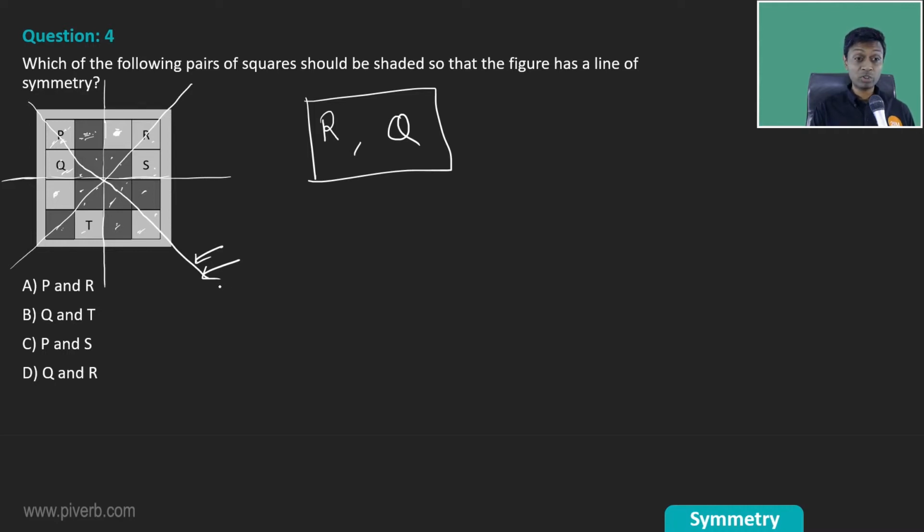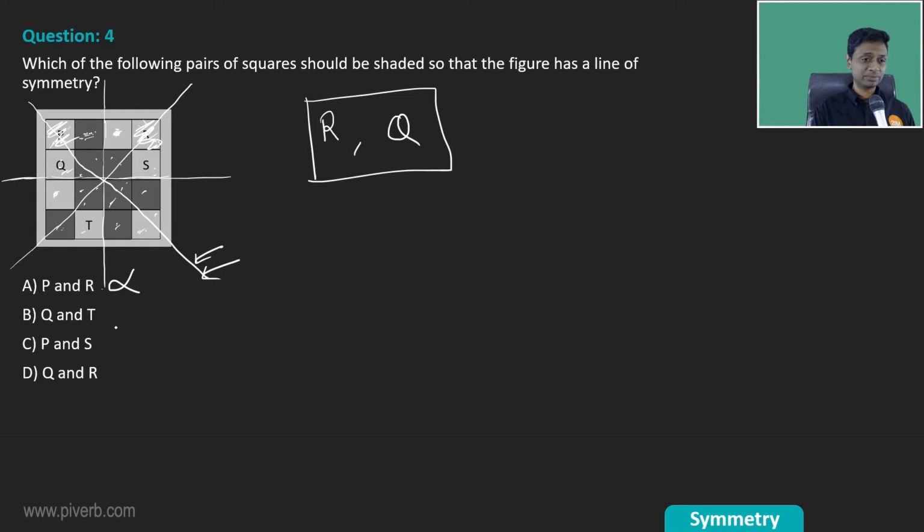This can never be possible outside of the diagonals. So let's verify the other choices. P and R being shaded, this shaded and this shaded. About this diagonal, this will work. This becomes symmetric. This is not shaded, this is shaded, this is not shaded. So about this diagonal, there is no symmetry. About this diagonal, this will be shaded, this will not be shaded. Doesn't work. P and R does not work.